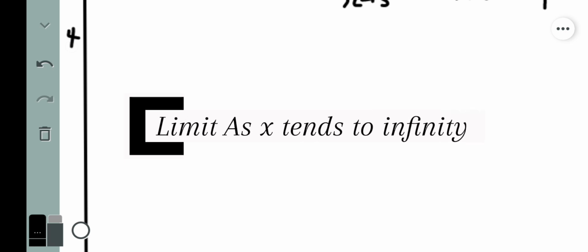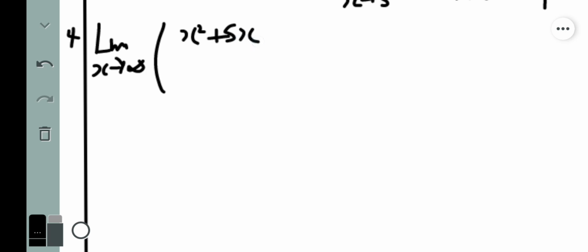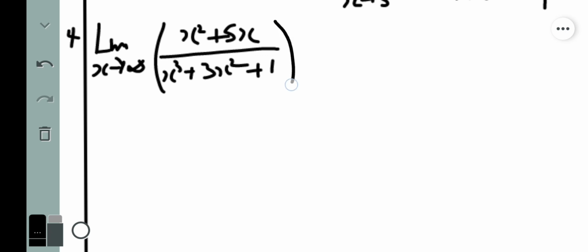Okay, so look at limit as x tends to infinity. Let's look at an example. Let's say we want to find the limit as x tends to infinity of a function: x squared plus 5x divided by x cubed plus 3x squared plus 1. We want to find the limit as x tends to infinity for this function.